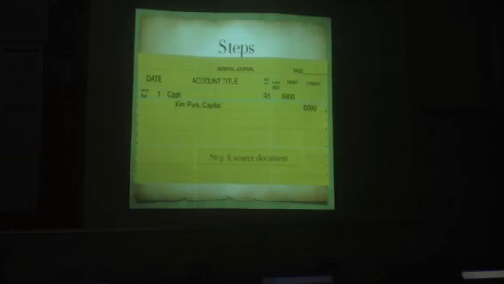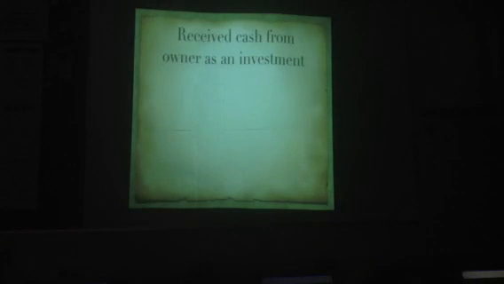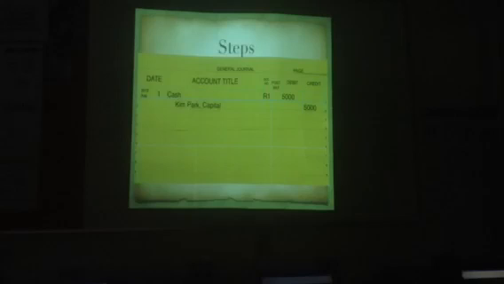So those are the 4 steps to completing a general journal transaction. 4 steps, not that big of a deal. Yes? Oh, can I turn off the air? Yes. Questions on the 4 steps?